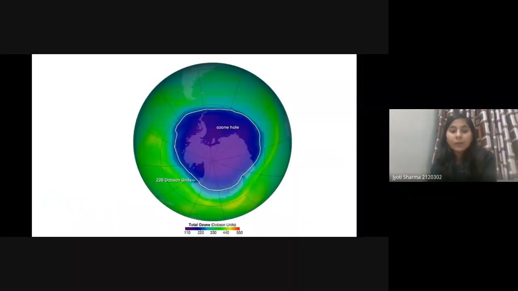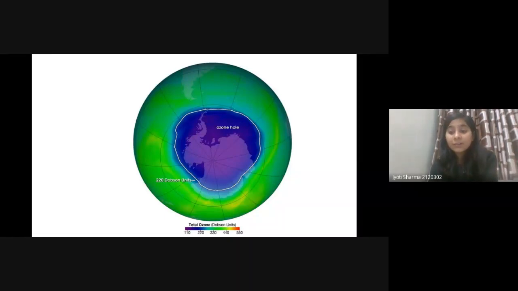And okay, so we talked about the Dobson unit. We talked about how much Dobson unit we have for the ozone. What is the average thickness of the ozone we have in the atmosphere? Then what do you mean by the ozone hole? So what Dobson value we have whenever there is a decrement in the thickness of this ozone? So we talked about this, right?